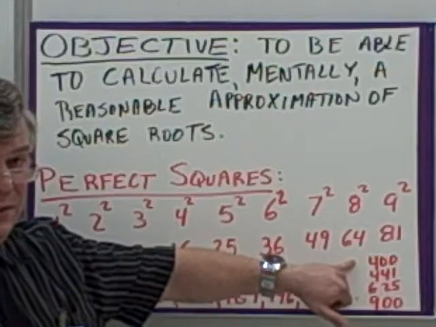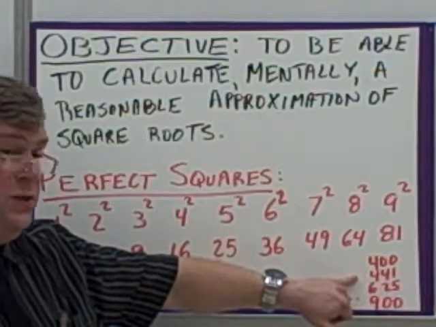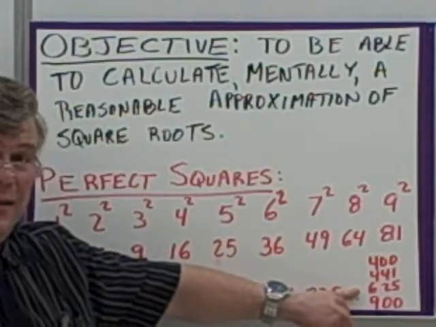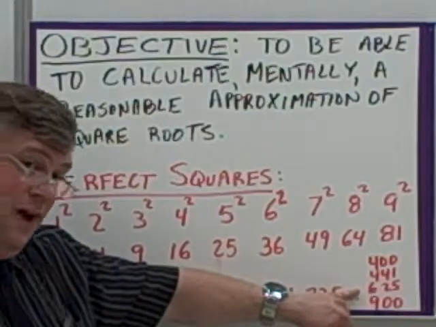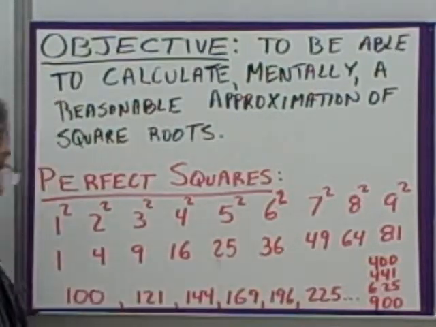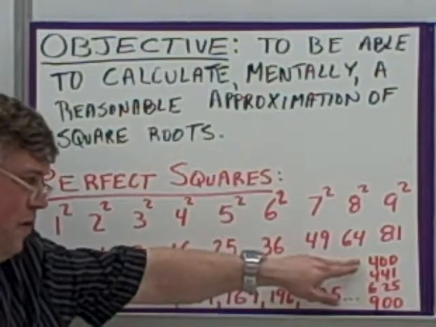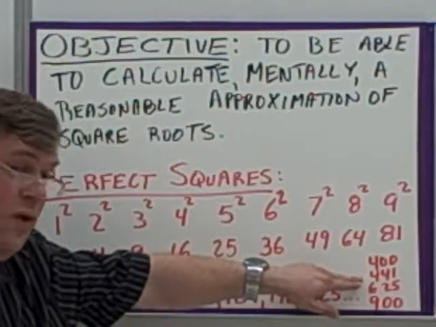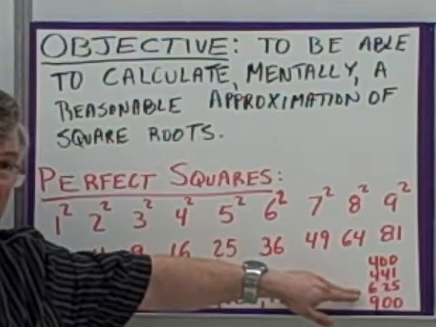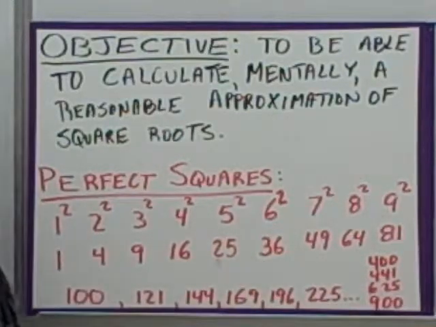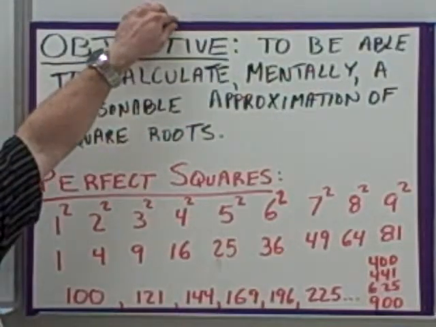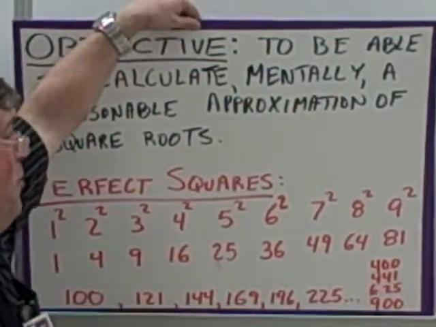400, which is 20 squared. 441, which is 21 squared. 625, which is 25 squared. And 900, which is 30 squared. Again, if you can remember that the square root of 400 is 20, the square root of 441 is 21, the square root of 625 is 25, and the square root of 900 is 30, if you can work with those, they pop up quite often. Good thing to have memorized.